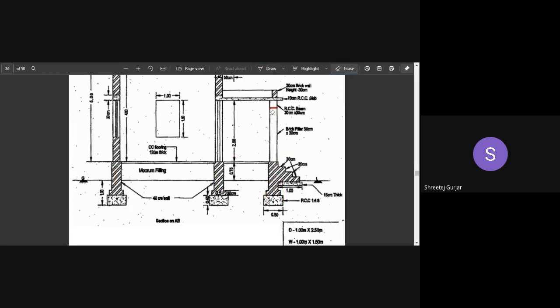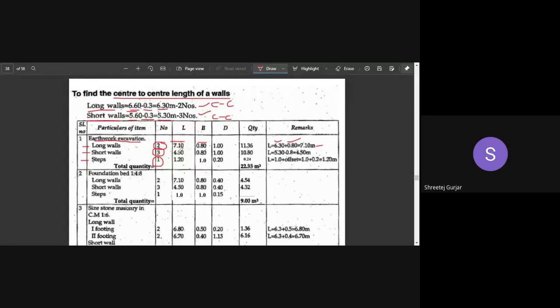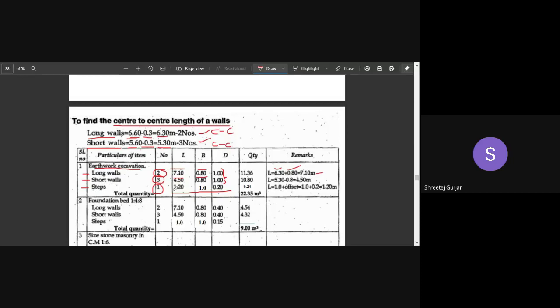So moving on to our calculation part. For the short wall, what we need to do is reduce our width, and that is how you get your length. And then this is the depth, which you can see in the section. And for steps, let me show. So what is the length? Length is 1.2 and the breadth is 1 meter.